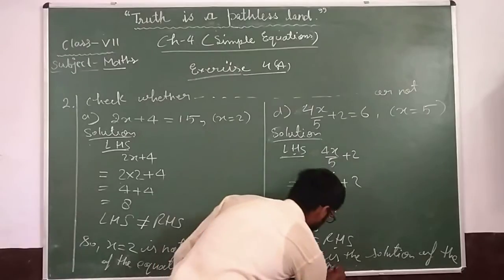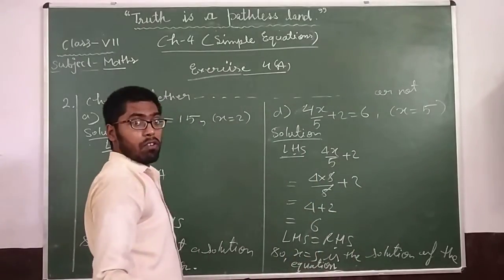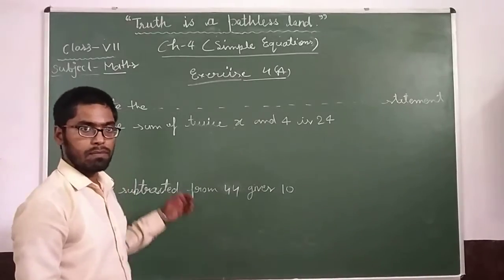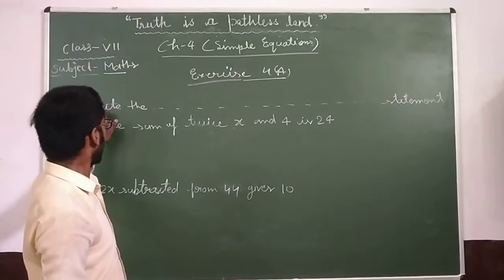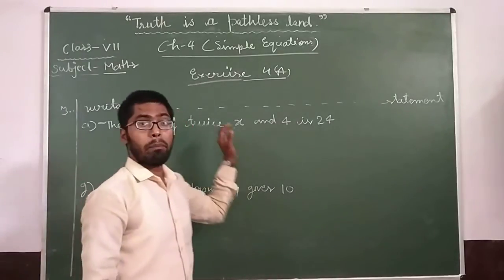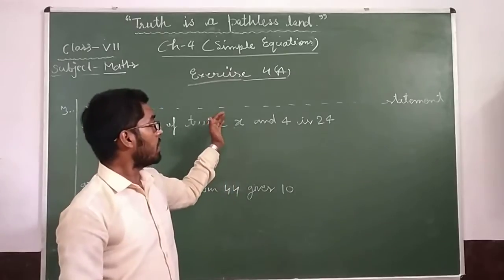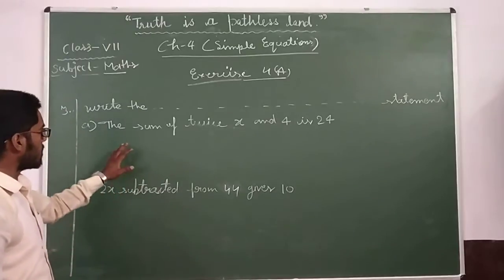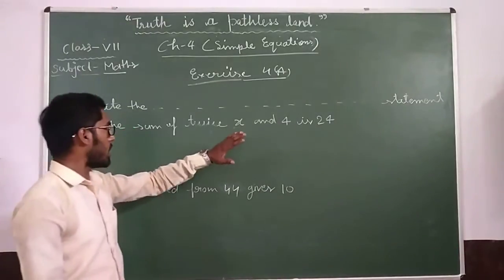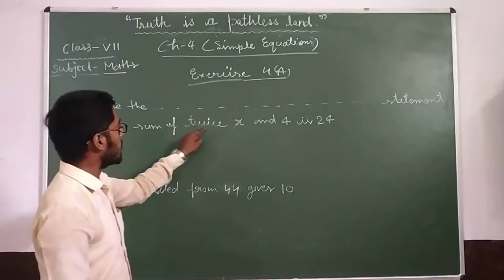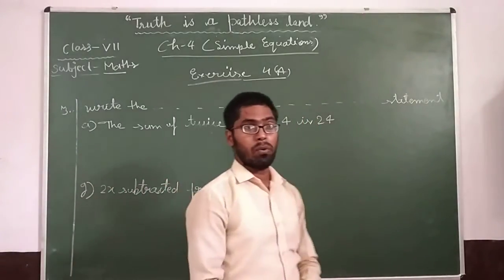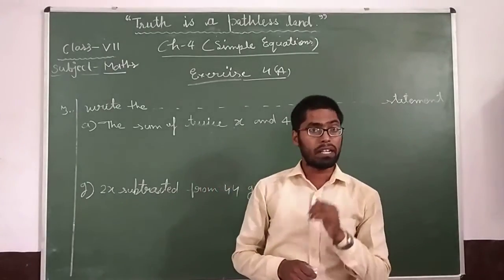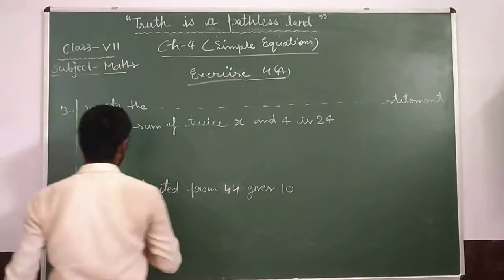Okay, so let us solve the next question. Question number 3. Write the mathematical expressions of the following statements. Here a statement is given: the sum of twice x and 4 is 24. This statement will be written as a mathematical expression. How will you write it according to the question?